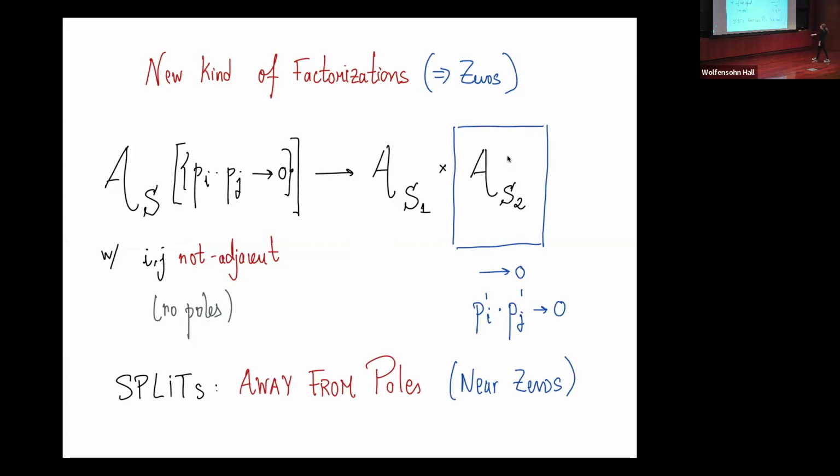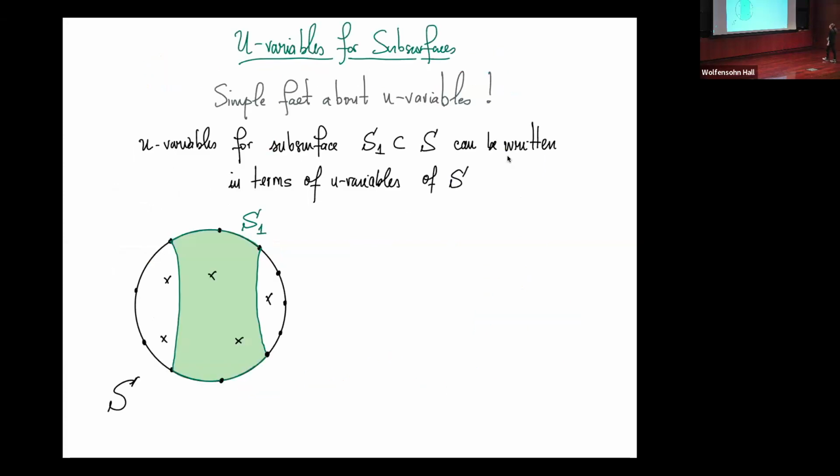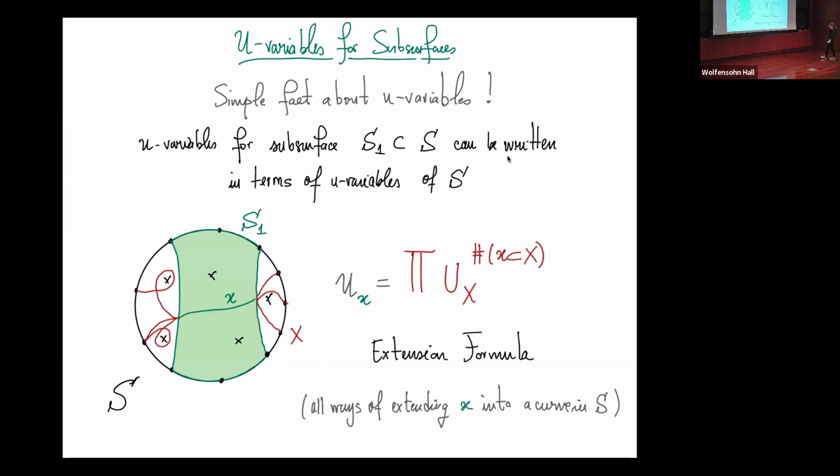Okay, so I'm going to call these factorization splits just so that we don't confuse them with the standard ones that are near poles. Okay, so now what I want to tell you is that we can actually understand these splits as a very simple consequence of basic features about these u variables that enter in the curve integral. So one natural question one can ask is, let's say I have a surface S and a subsurface S1 inside big S. Can I write down the u variables associated to the subsurface S1 in terms of the u variables of the big surface S? Well, it turns out that this question has a very nice answer, which is the following.